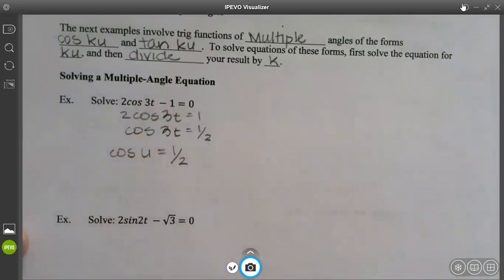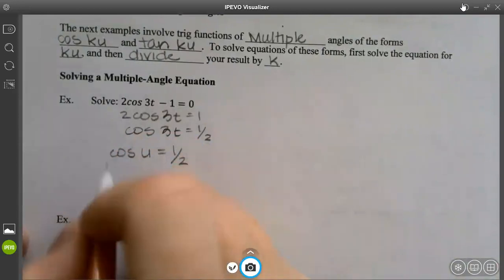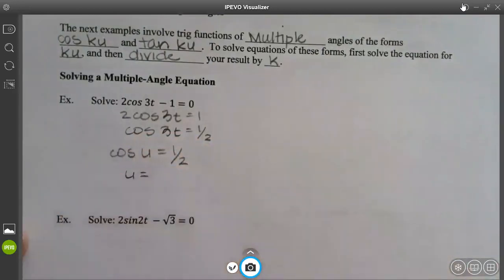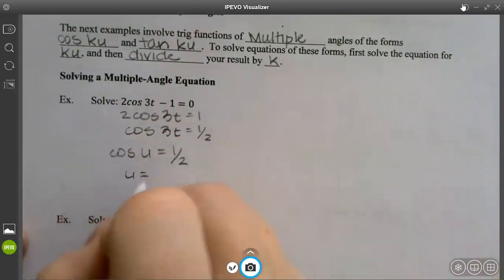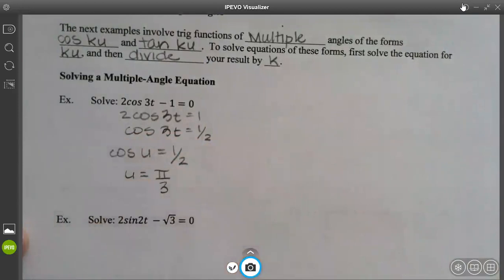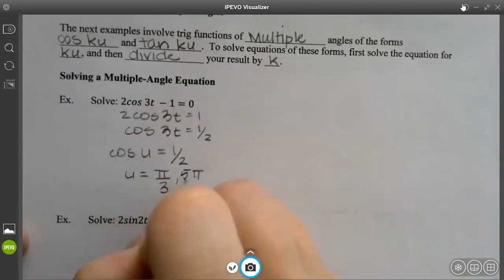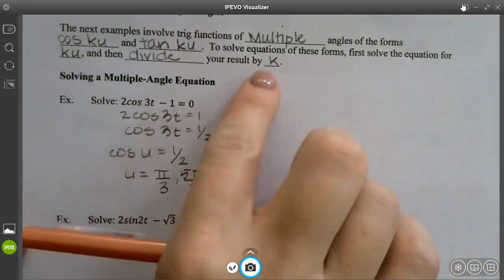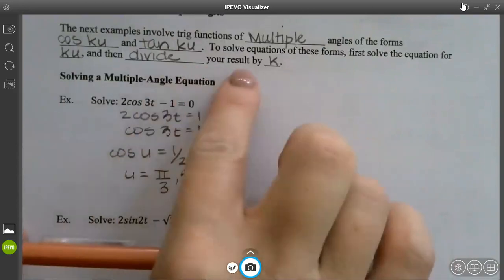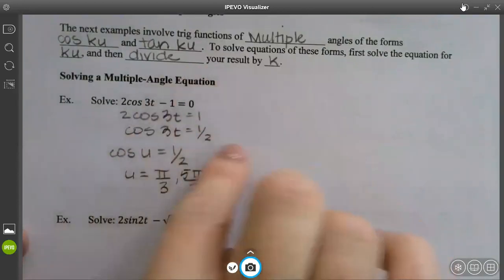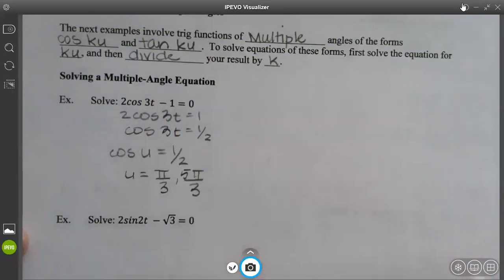Where are values of x equal to 1/2? Pi over 3. And we want to go all the way around the unit circle because it's cosine. So that's the whole circle. Should be one more. 5 pi over 3. And then it tells you to do what? So your k is the number with the variable. So what are we going to divide by?